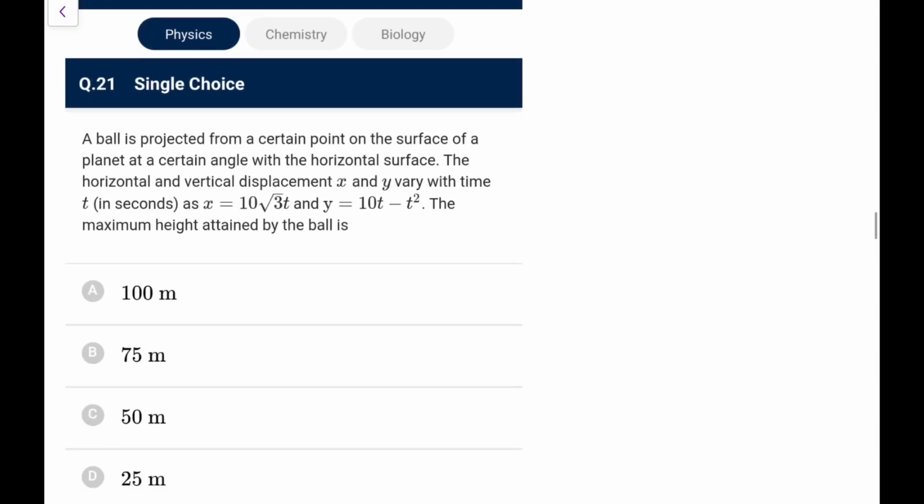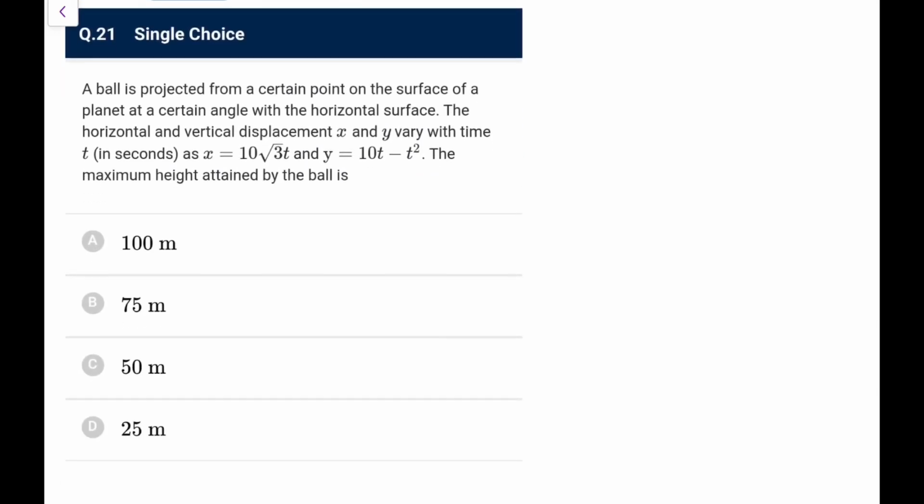Next one, a ball is projected from a certain point on the surface of a planet at a certain angle with the horizontal surface. The horizontal and vertical displacement are like this. The maximum height attained by the ball is, so what I can make out, y I can write as 10t, and t I can write as x upon 10 root 3. Okay, maximum height you have to find, not the maximum range. For range we would have done like this.